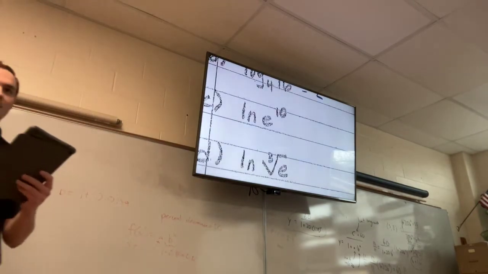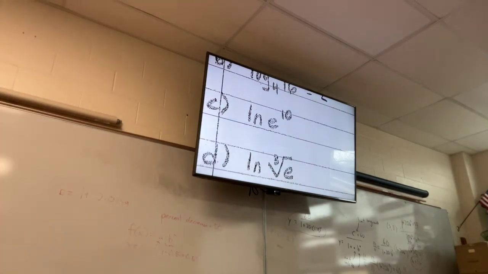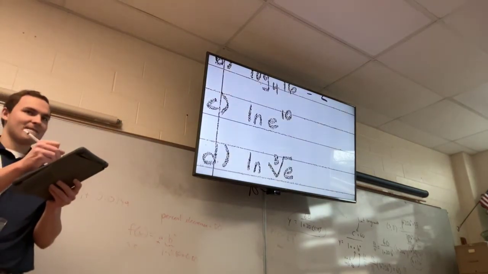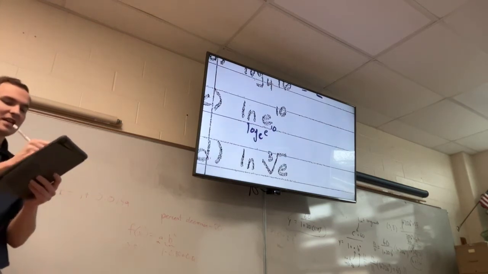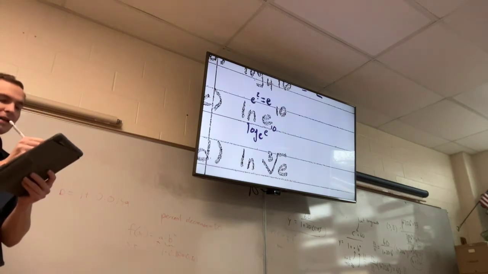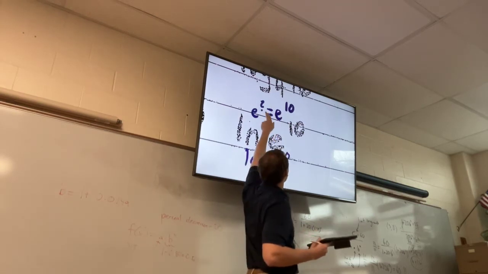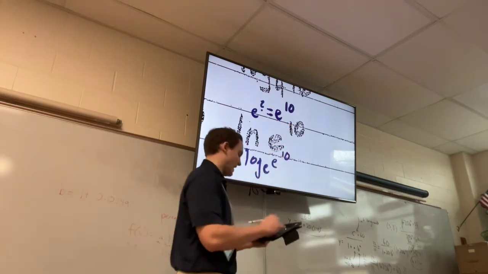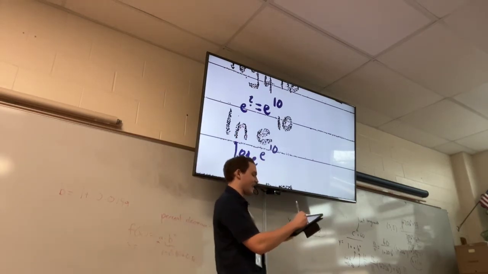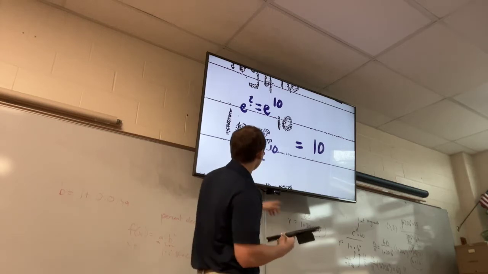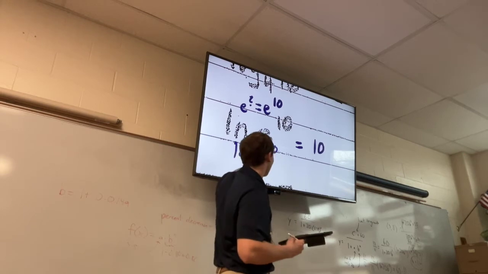Okay. Has anyone ever seen the LN symbol before? LN just means log base e. So e to the what equals e to the 10? You can solve that. What's the question mark there? Yeah, it's 10. What that's saying is to get e to be equal to e to the 10, we take e and raise it to the 10th.